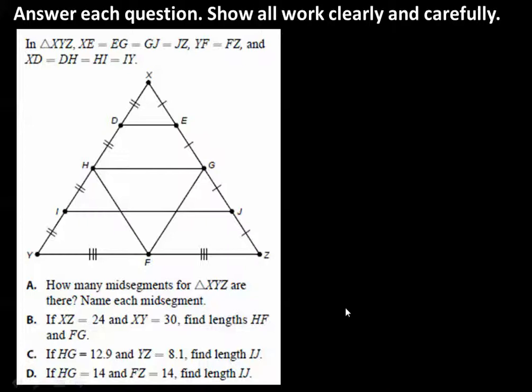So let's do some examples because sometimes that's the best way to learn. It says in triangle XYZ, XE equals EG equals GJ equals JZ, YF equals FZ, and XD equals DH equals HI equals IY. So basically they're going through and telling you who is congruent to who. How many midsegments for triangle XYZ are there? And name each midsegment.